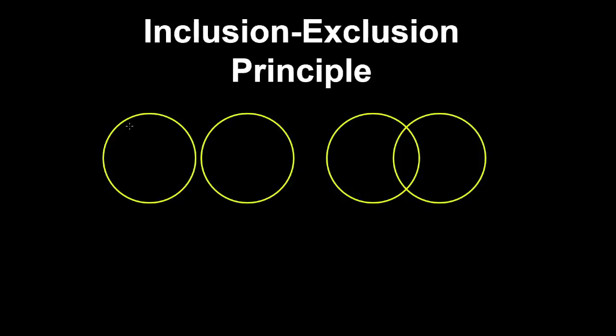Suppose we have two sets, A and B, and these are finite disjoint sets. Therefore, by the addition rule, we have the number of elements in set A union B is equal to the number of elements in A plus the number of elements in B. In this case, given that these sets are finite and disjoint, the intersection of A and B is the empty set.